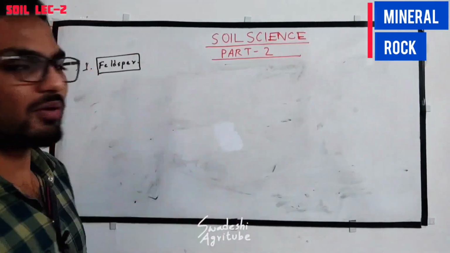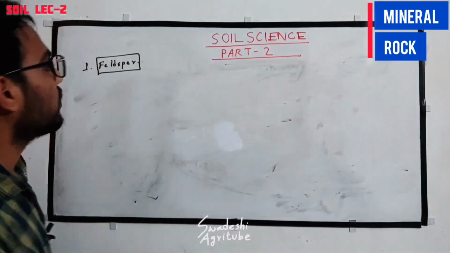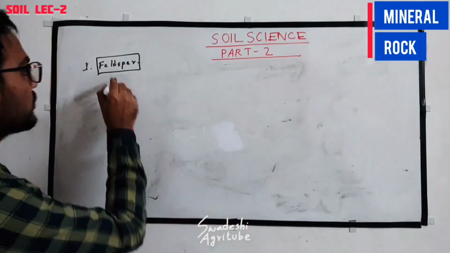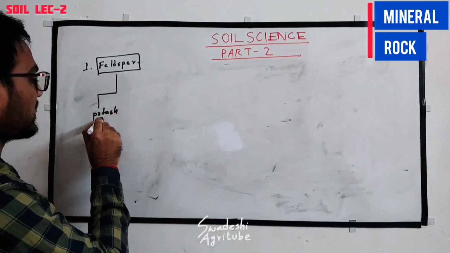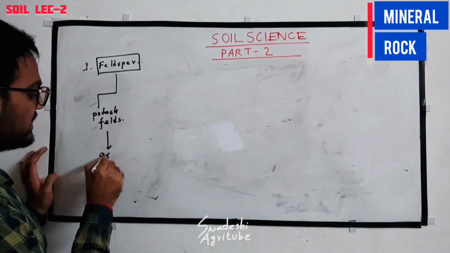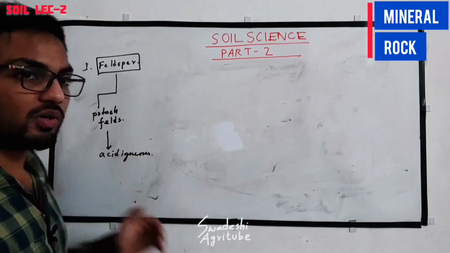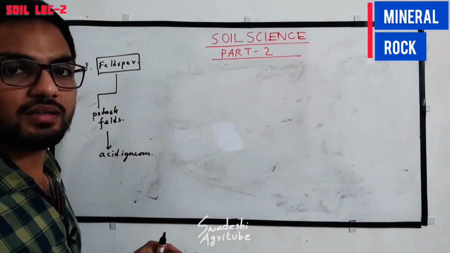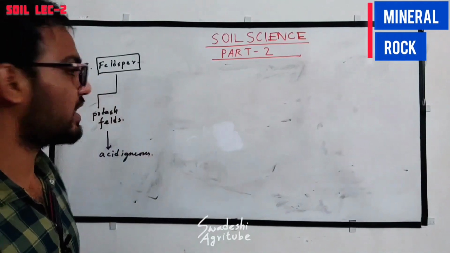Now we have to remember the classification of feldspar. Feldspars are generally of two types. The first one is potash feldspar. These potash feldspars are generally found in the acid igneous rocks. We all know what acid rock and basic rock are. If you don't know, please check my previous lecture.